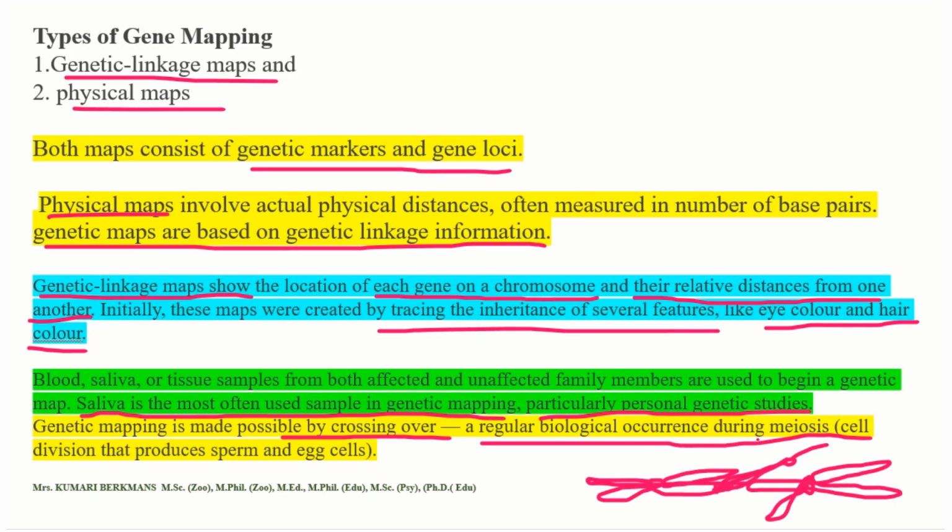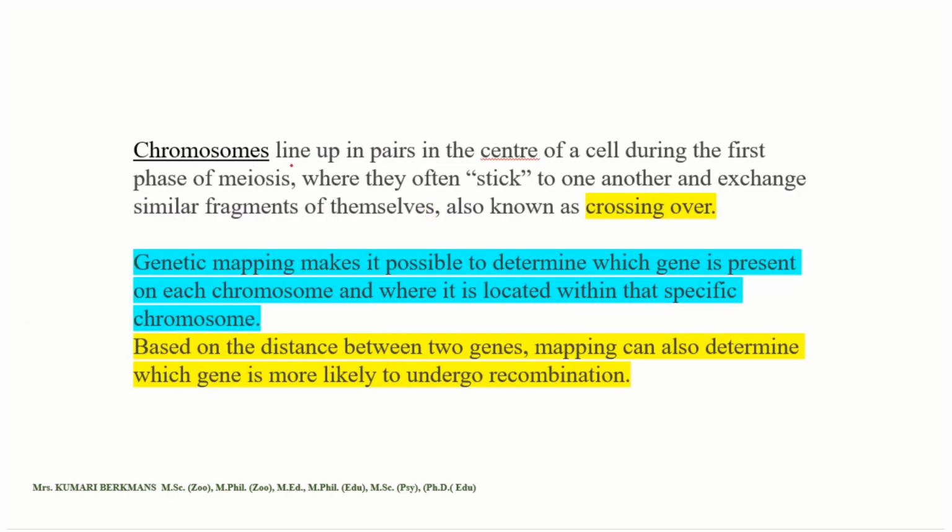So it is a regular occurrence during meiosis, that is the cell division that produces sperm and the egg. At that time this crossing over occurs. This is very, very important also. That's why the offspring have characters slightly different from the parents. This is mainly because of the crossing over. Next, chromosomes line up in pairs in the center of the cell during the first phase of meiosis, when they often stick to one another and exchange similar fragments of themselves, also known as crossing over. That is what we have seen.